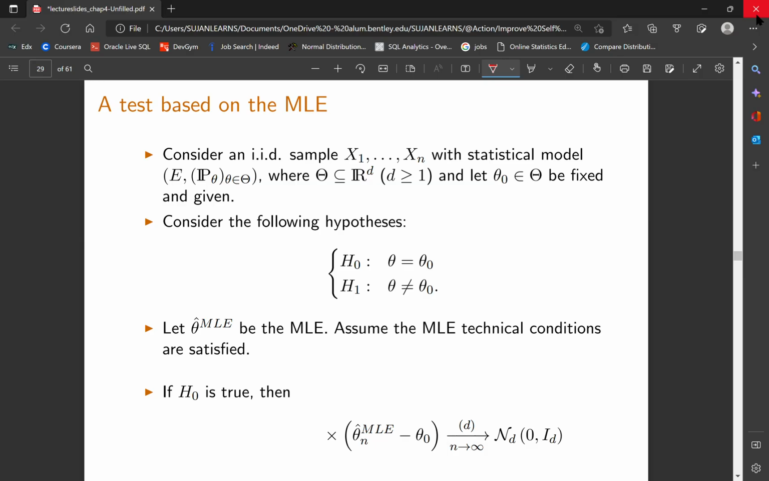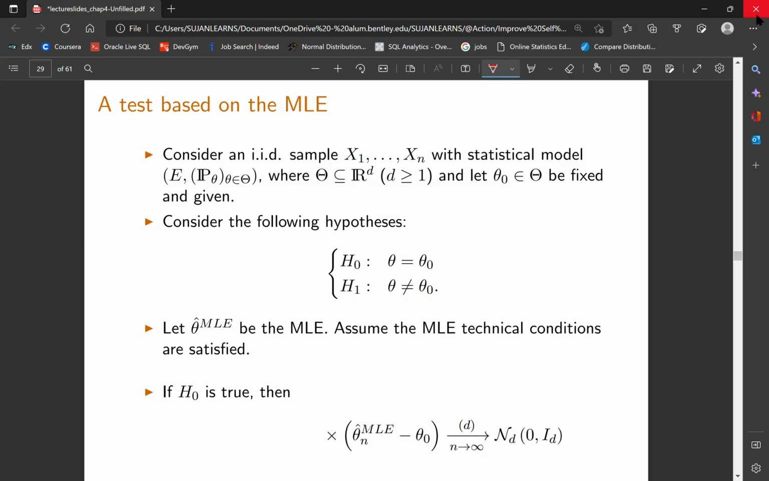Let's assume that we have an IID sample X1 through Xn with a statistical model with a sample space E and probability distribution P theta with a parameter theta that belongs to a parameter set, big Theta, which belongs to R^d dimension, where d is greater than or equal to 1. Now let's assume that theta naught belongs to the parameter set big Theta and is fixed and given.